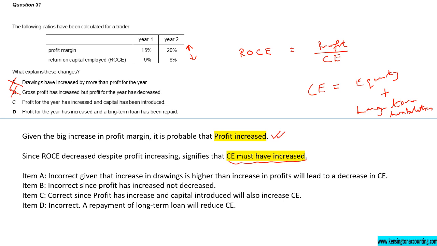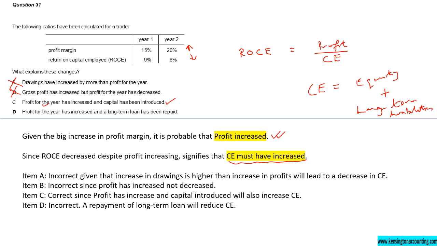Third, profit for the year has increased and capital has been introduced. So profit for the year has increased, correct, that's what we're looking for. Now we're also looking for an increase in capital employed, okay. Now, an introduction of capital will increase equity, it will also therefore increase capital employed. An increase in capital employed will reduce the return on capital, therefore this is also good.